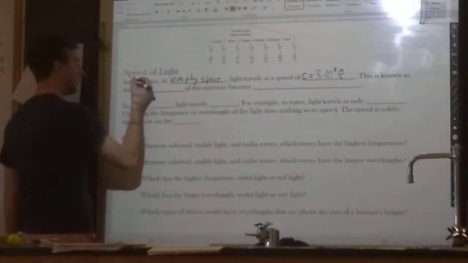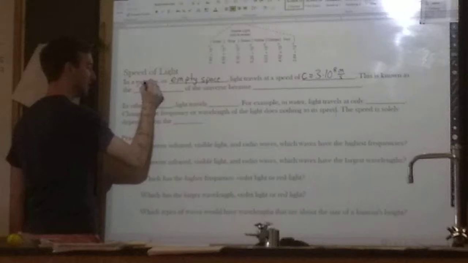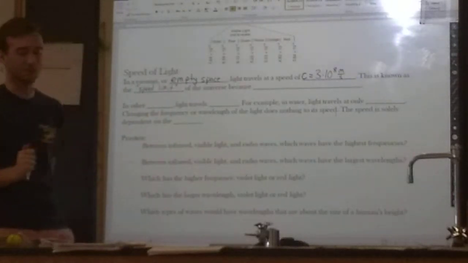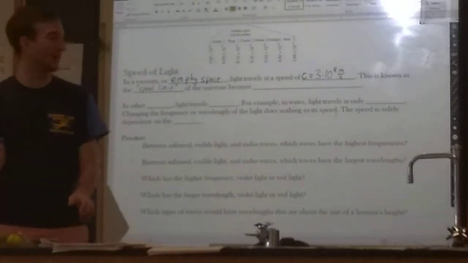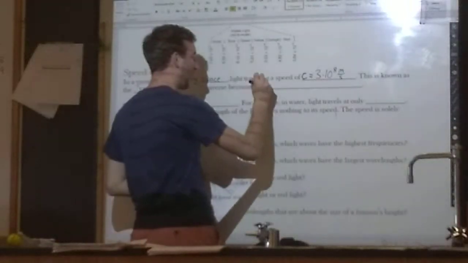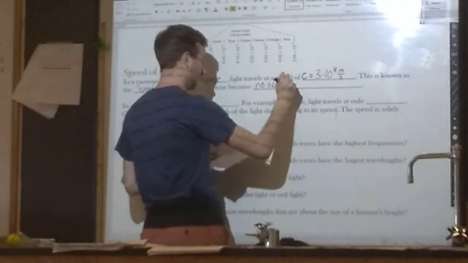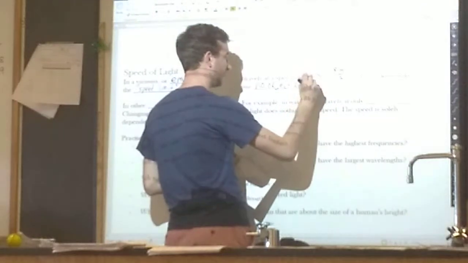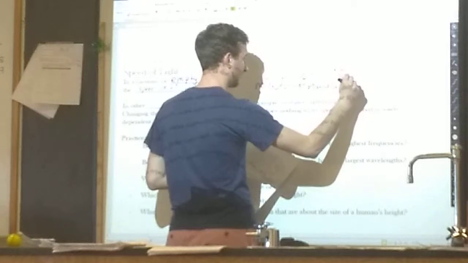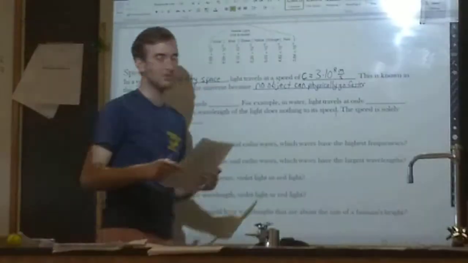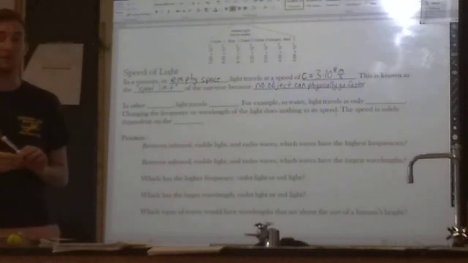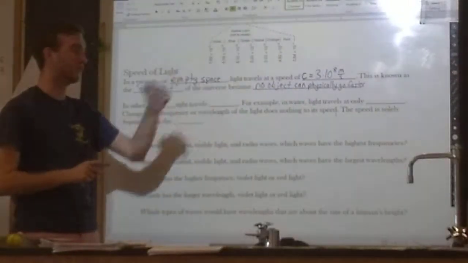This is so important because this is the fastest that anything can go. This is the speed limit of the universe. There is nothing that can travel faster than this speed, 3 times 10 to the 8th. No object can physically go faster than this. This is usually the part where people say, but what if? And I'm going to stop you right there. There is zero possibility of an object moving faster than this.